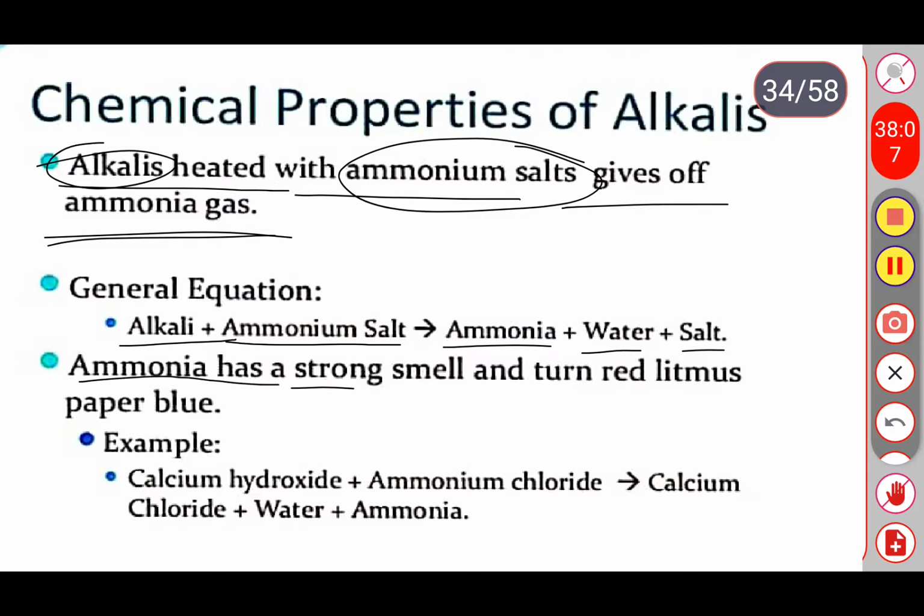Some more examples are given here. Calcium hydroxide plus ammonium chloride. When calcium hydroxide reacts with ammonium chloride, it produces calcium chloride with water and ammonia as a gas.